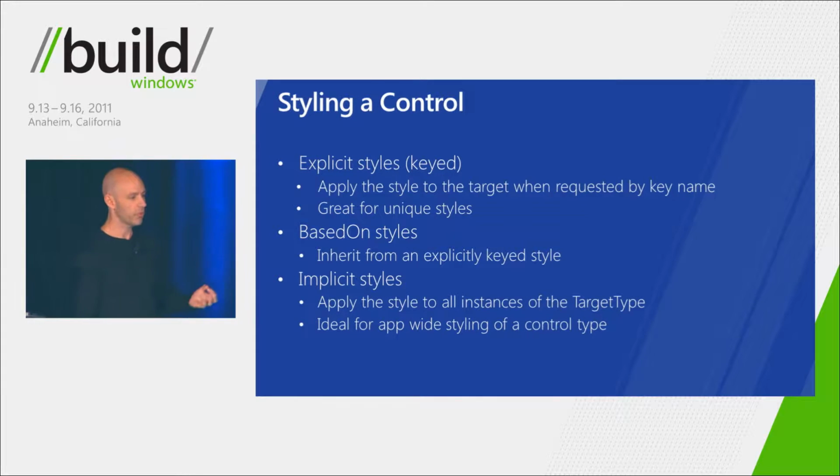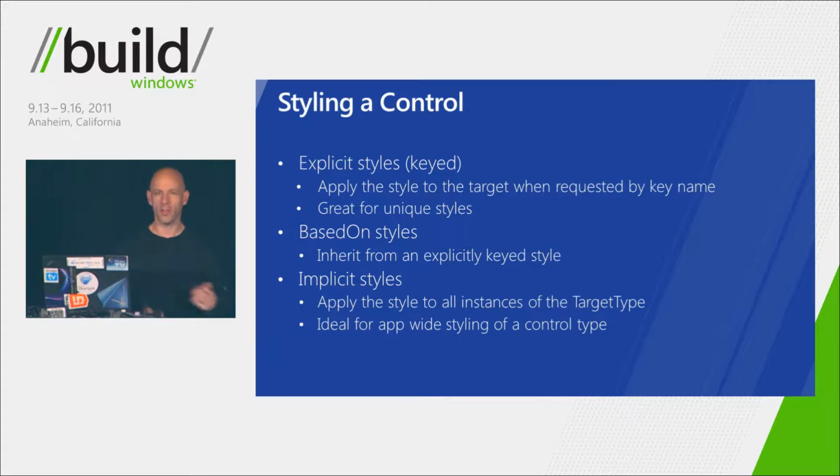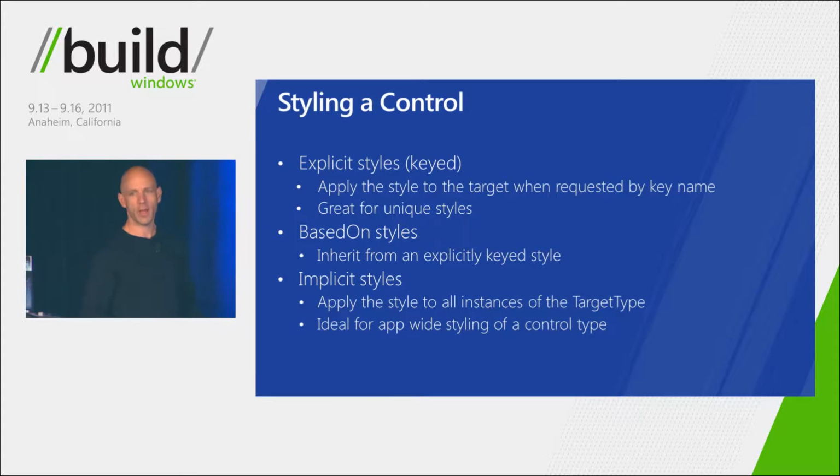The first step is understanding the different kinds of styles you can have. You can have explicit styles, which really are keyed styles. You create a style, you give it a key name, and this is great for a control that has to look different than all the others. So all your buttons in your app should look relatively the same, but you might have one button you want to stand out and look differently. In that case, you might want to apply a keyed style to it.